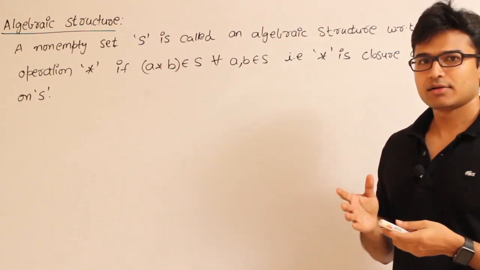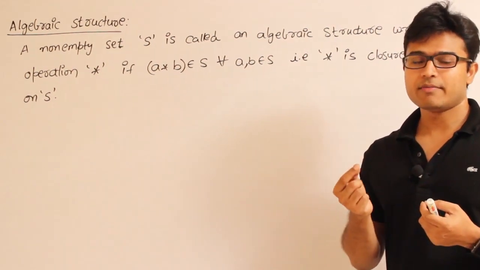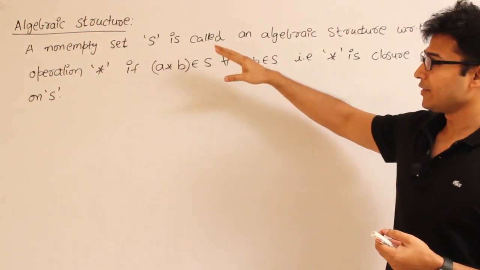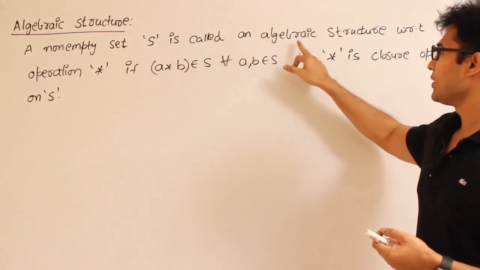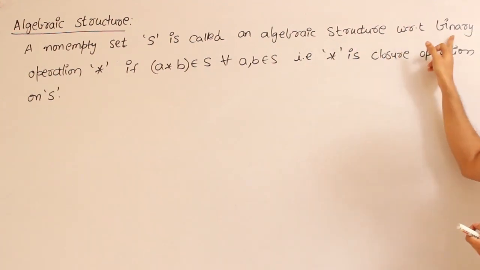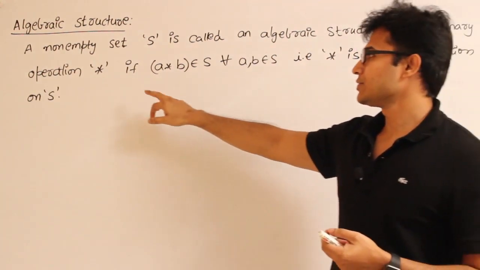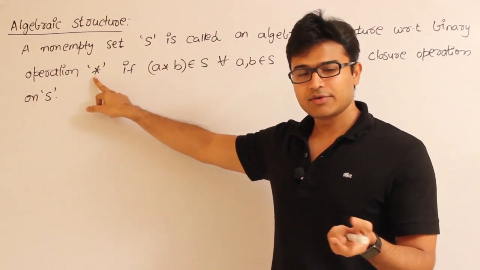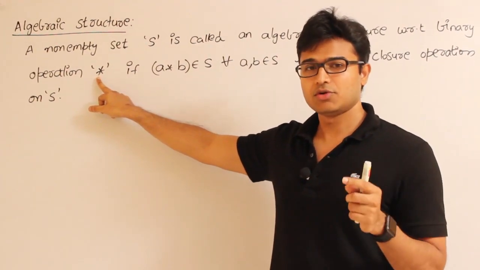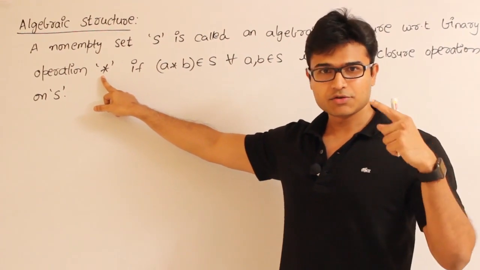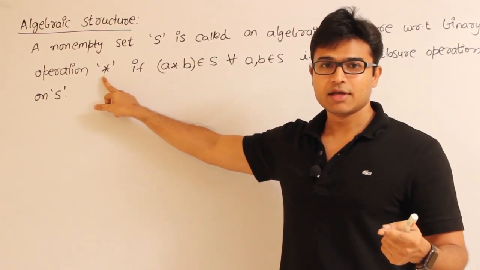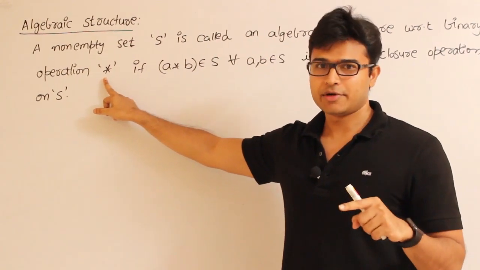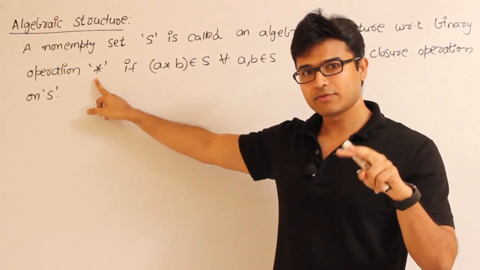So if you have a set and if you can define a binary operator on this set, let's say a set capital S, a non-empty set capital S is called an algebraic structure with respect to binary operation star, which means we generally talk about a set with respect to an operation. So you should have two things here. One is you should have a set which is non-empty, which can be finite or infinite, and the other thing is you should have a binary operator. So when you have these two, then we talk about it.